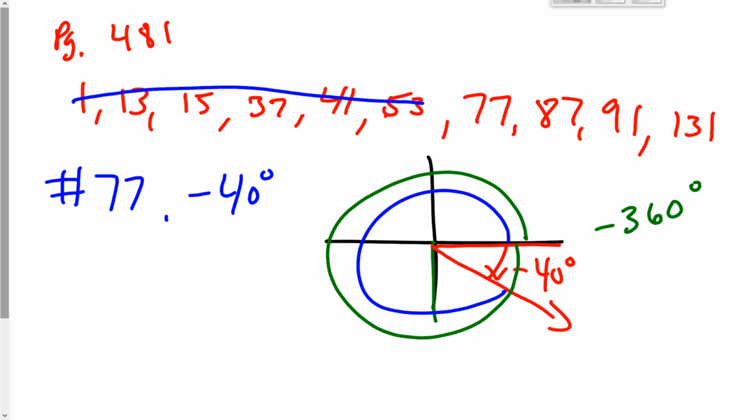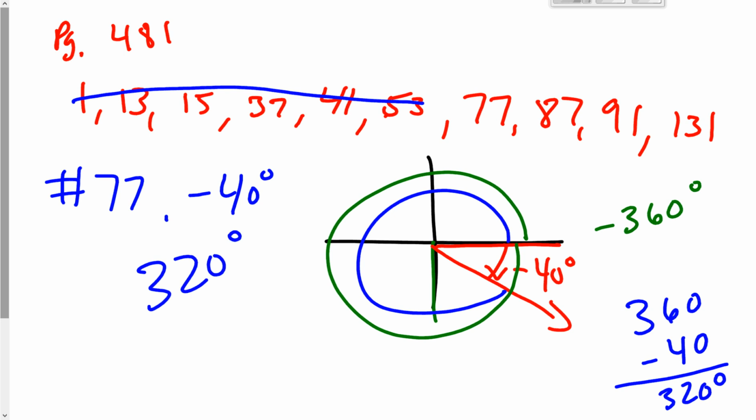So if we just take 360 and we subtract 40, then we can go ahead and get 320. So 320 degrees would be the coterminal of least positive. Or you could just add 360, right? Repeatedly until you get your first positive.